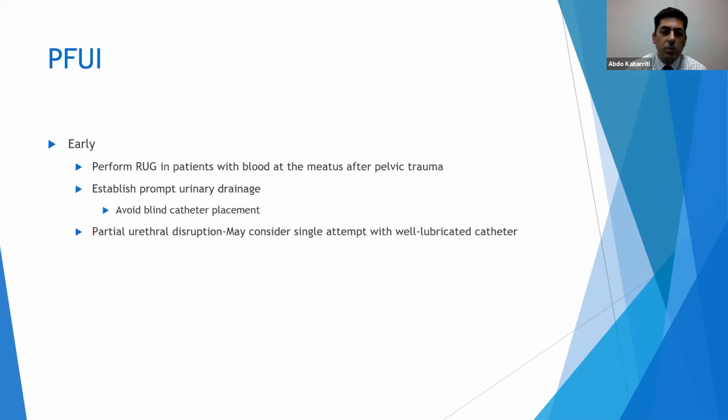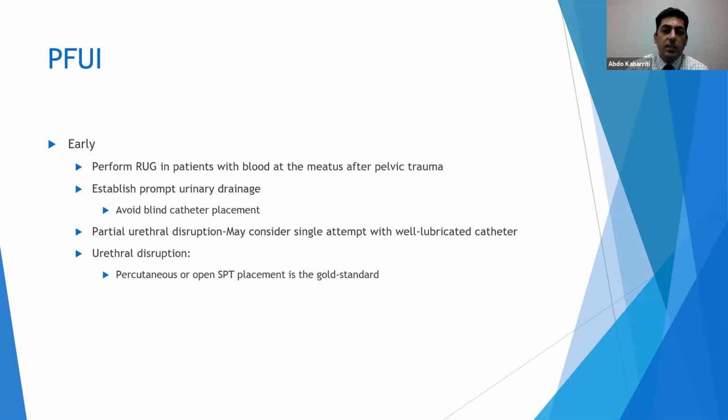So if you have a partial urethral disruption, one may attempt a single attempt of urethral catheter placement with a very well lubricated catheter, but it really should be limited to a single attempt rather than repetitive attempts. And a lot of times when we as urologists are called, somebody may have tried already to put a catheter in, so keep that in mind.